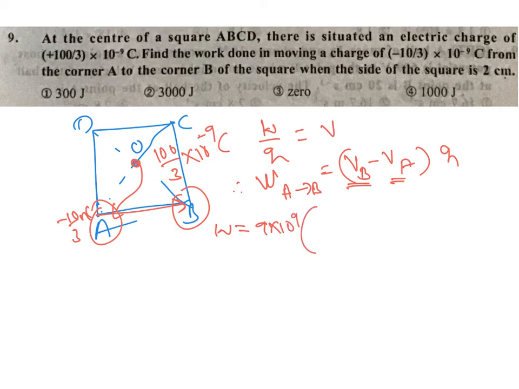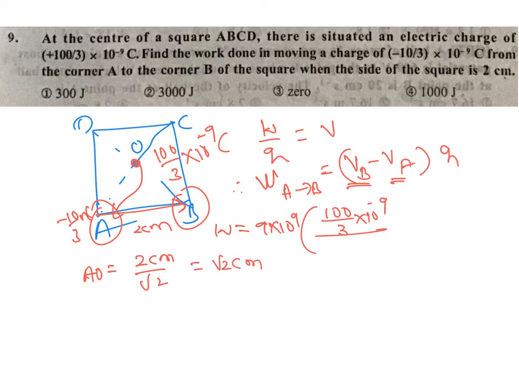Here is VB, the potential due to the charge 100 divided by 3 into 10 to the power of minus 9, divided by the distance. How much is the distance? Clearly the side is given as 2 centimeters. So half of the diagonal, AO, is equal to side 2 centimeter divided by root 2. Correct? So 2 by root 2 is nothing but how much? Can you please tell me? It is root 2 centimeter, right?